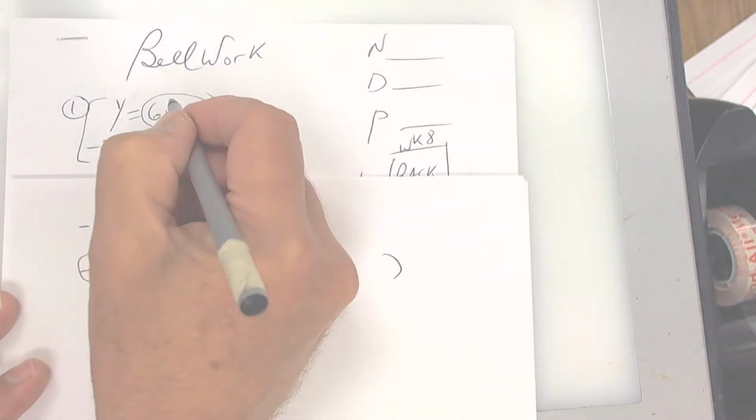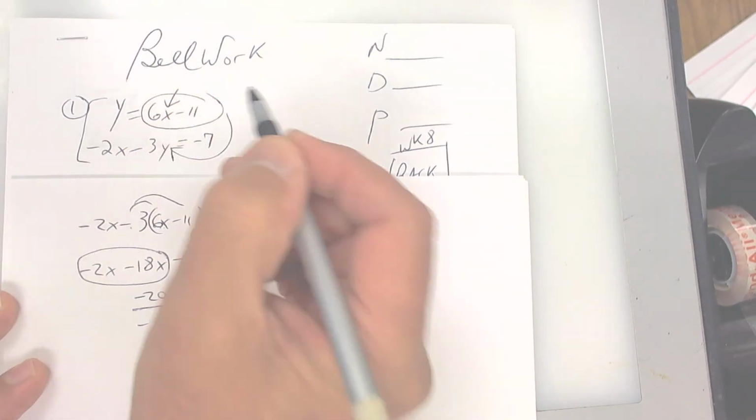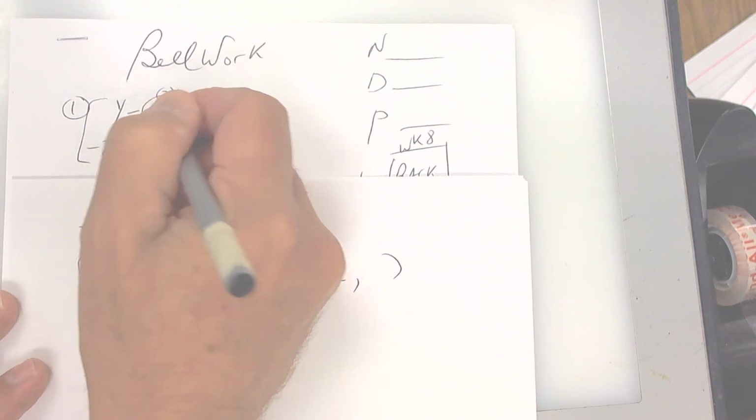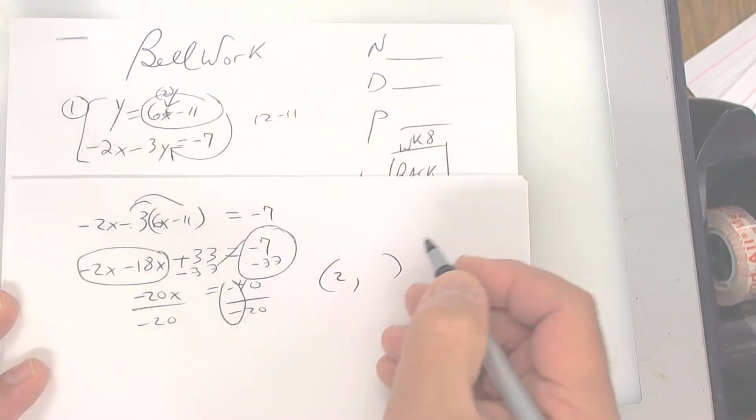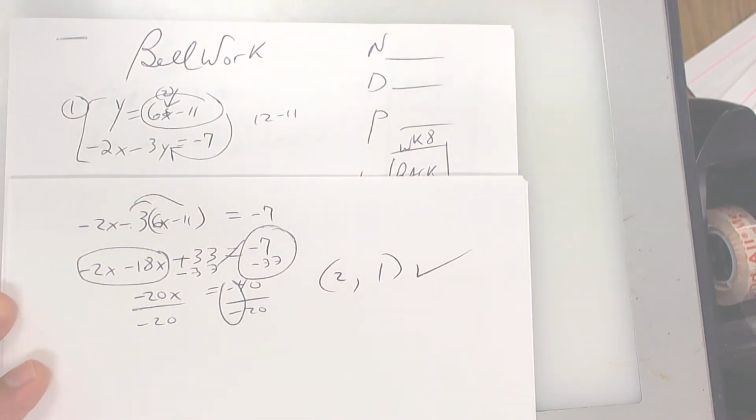Now I'm going to plug it in right here where the circle is. So that's 6 times 2 is 12, minus 11 is 1. So number 1 is done. And by the way, this is number 1 on your worksheet today. Make sure you rework it.